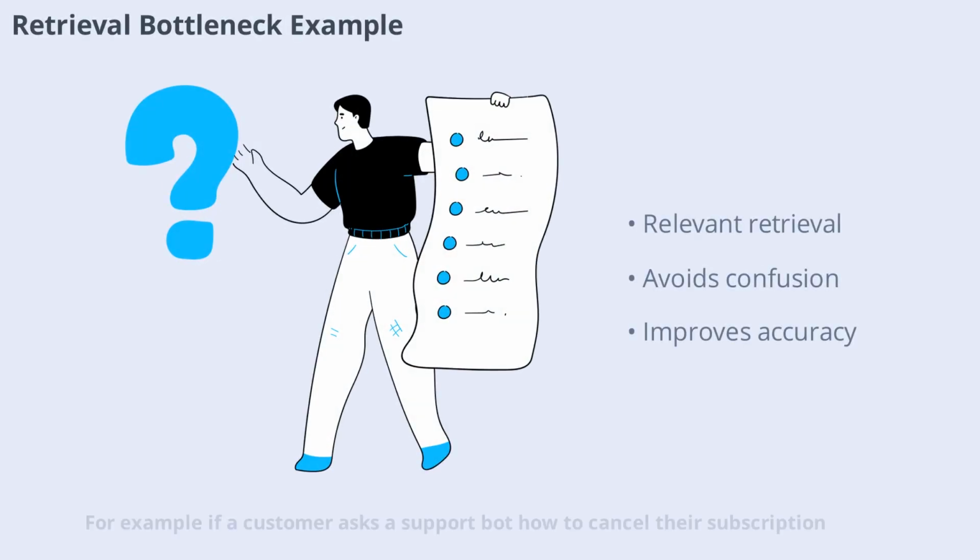For example, if a customer asks a support bot how to cancel their subscription, but the retriever returns irrelevant chunks about privacy policy, the language model won't be able to provide the correct instructions. This highlights the importance of precise and relevant retrieval in RAG architectures.